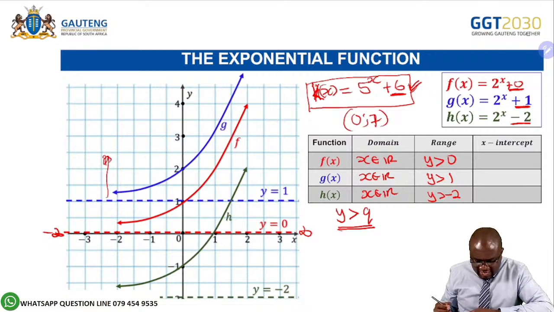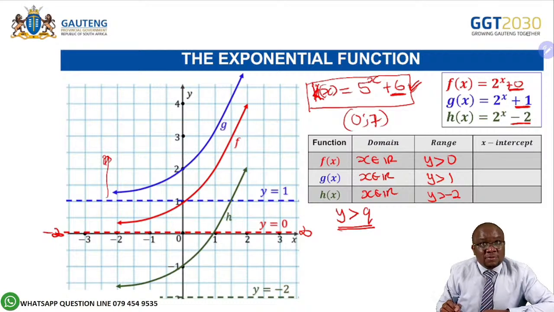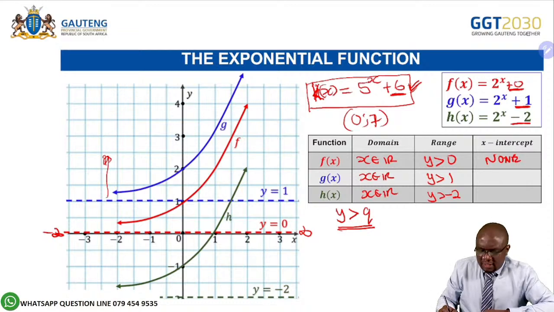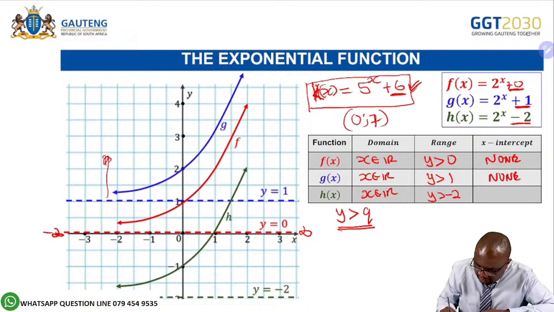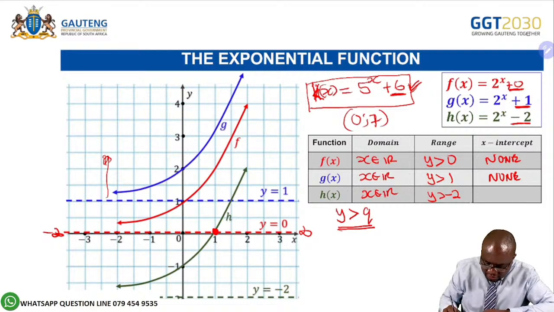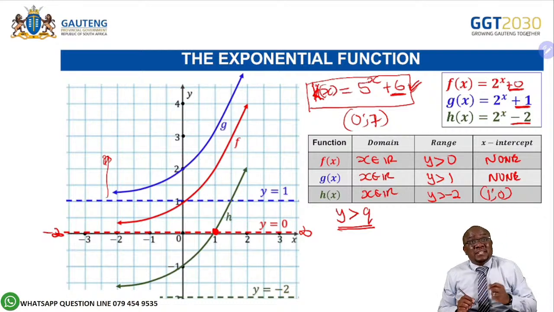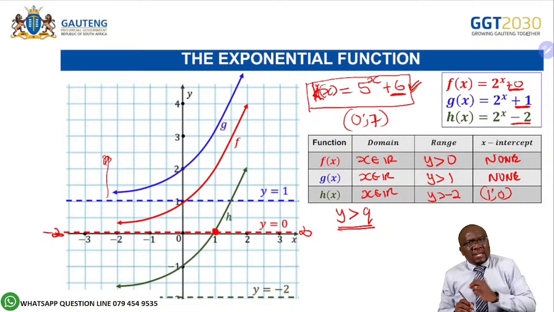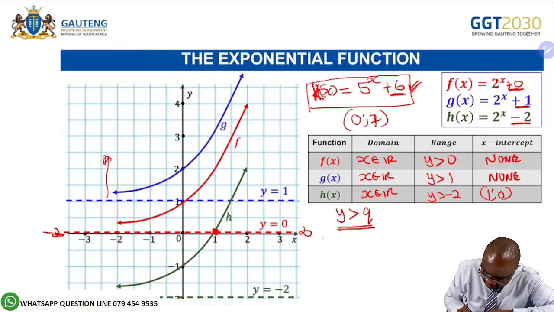And then the x-intercepts: the blue graph does not cut the x-axis, so there's no x-intercept there. The red graph does not cut the x-axis either, so there's no x-intercept there. The green graph cuts the x-axis here at 1, so the coordinates there are (1; 0). You can even determine these coordinates using algebra. Do you know that? For the x-intercept, y is equal to 0. Remember this is y is equal to 2x minus 2.